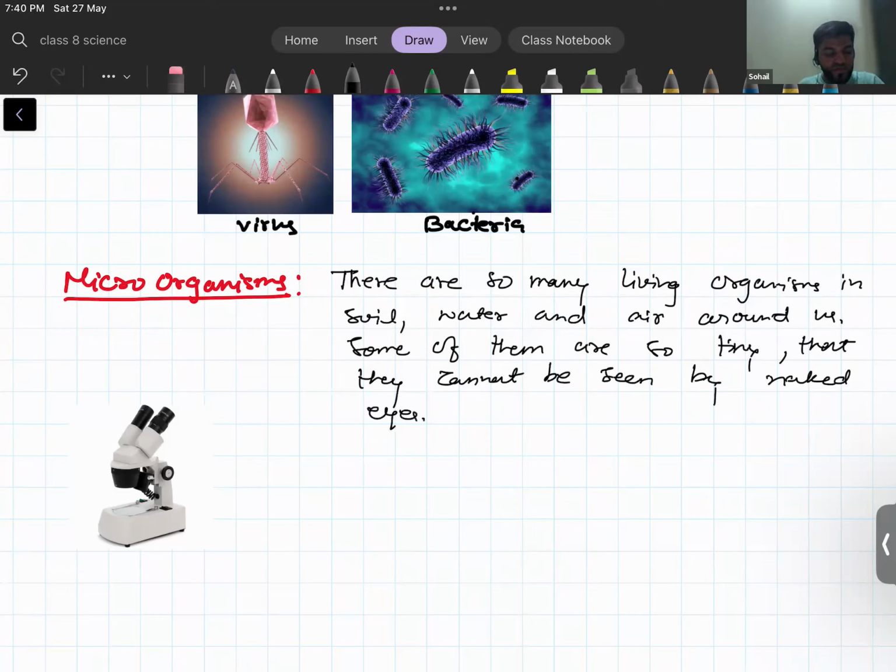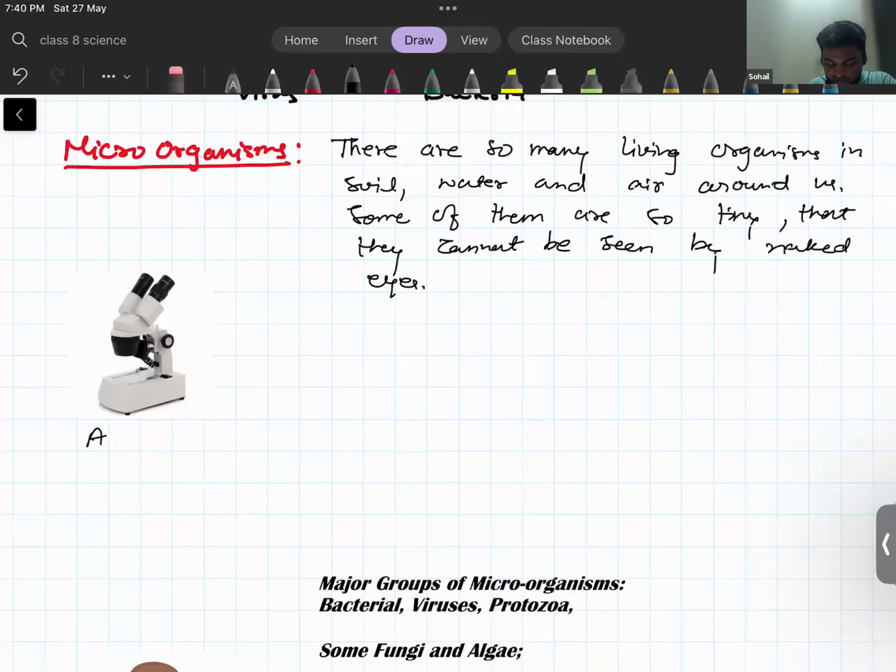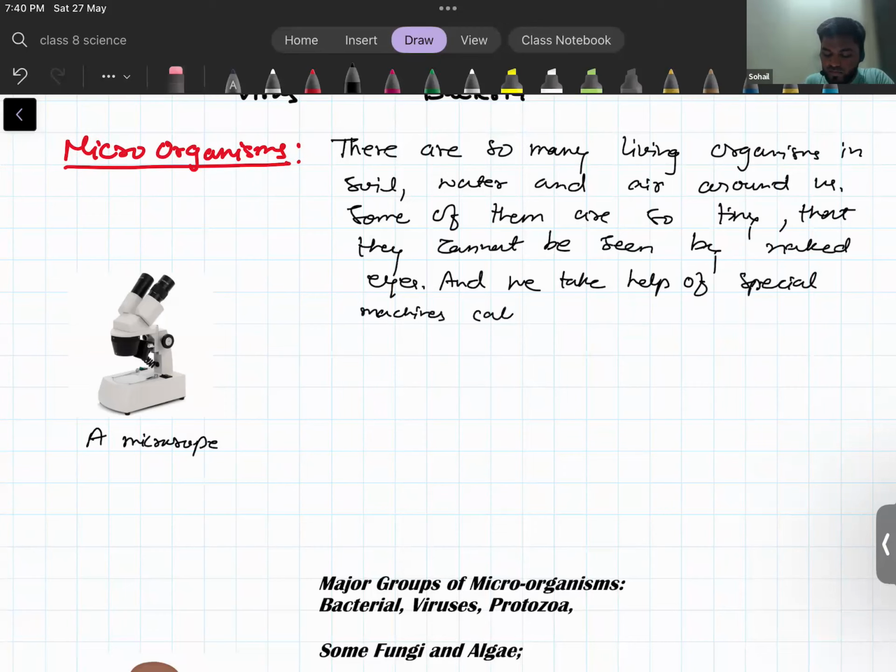So we take help of special tools. Have a look at this tool given here. That is called what? That is a microscope here. So they cannot be seen by our naked eyes, and we take help of special tools called microscopes. So that is the definition of microorganisms here.